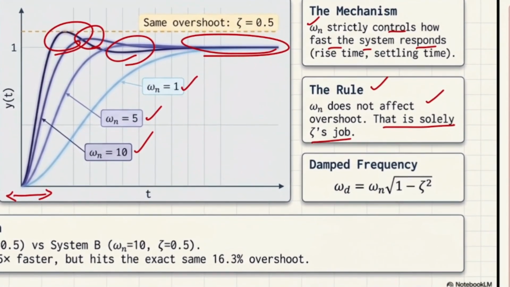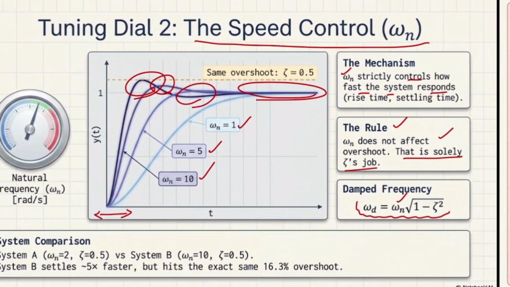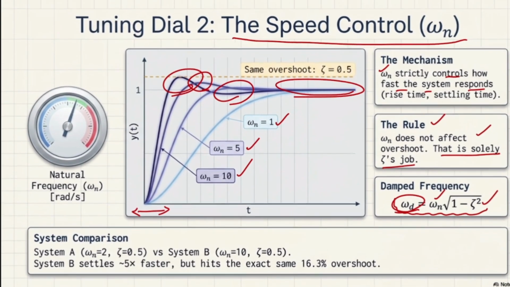So what is the formula for that? The damped frequency, or the amount of frequency that we have based on that specific damping, is going to be omega n, which we know as the speed control, times the root of 1 subtracted by zeta to the power 2. It means that your damped frequency is related to the speed of your system and the damping ratio.